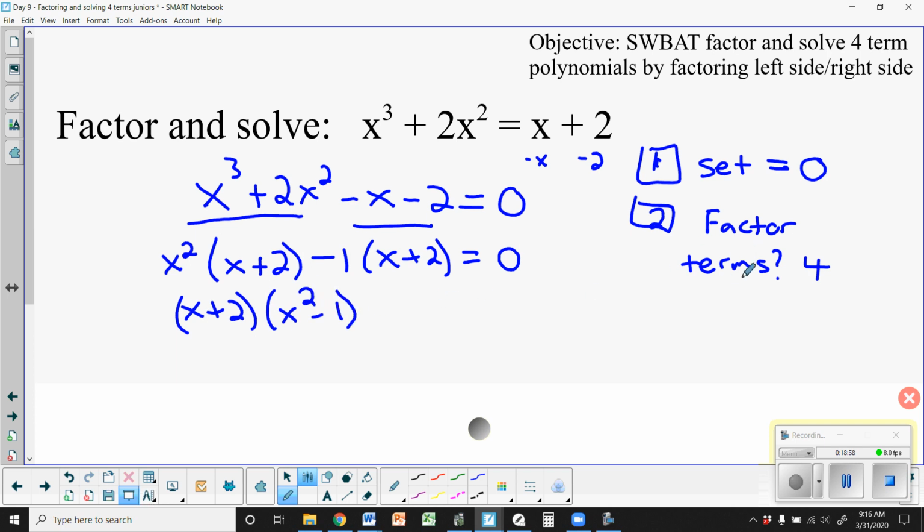And then after we factor, remember, we want to do that third thing. Oh, I forgot to write equals 0. That third thing is, do we have any special cases?